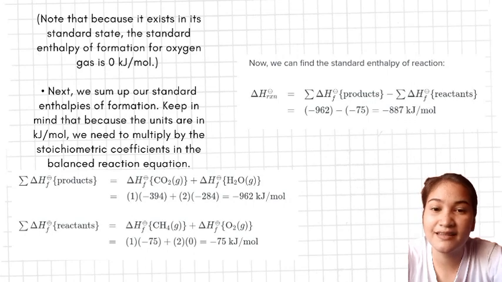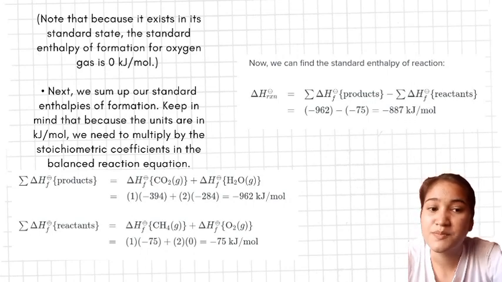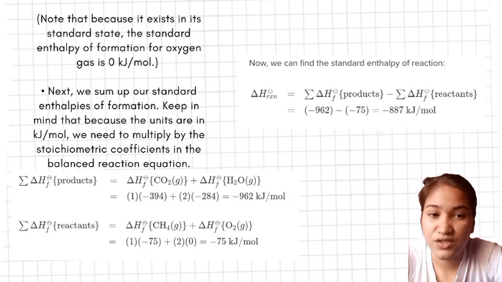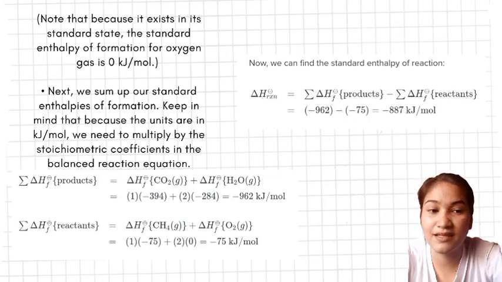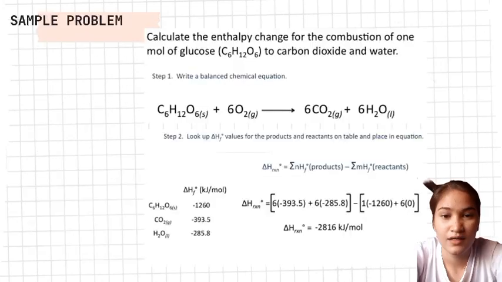It is said here that the enthalpy of formation for oxygen is 0 kilojoules per mole because it exists in standard condition. Substitute the resulting sums to our equation and we'll have our standard enthalpy of reaction, which is negative 887 kilojoules per mole. So let's answer the sample problem.